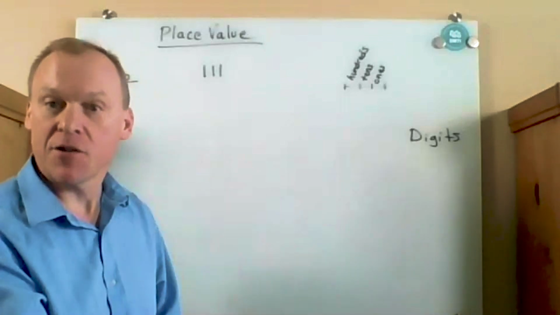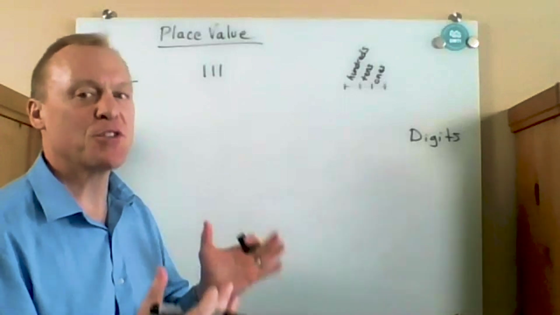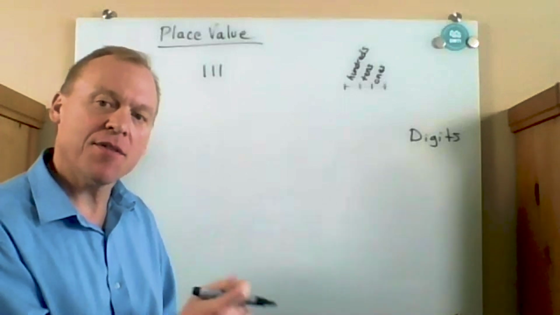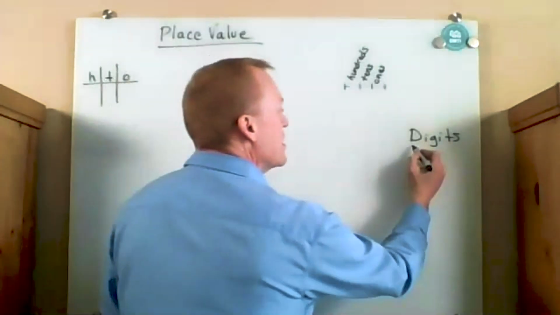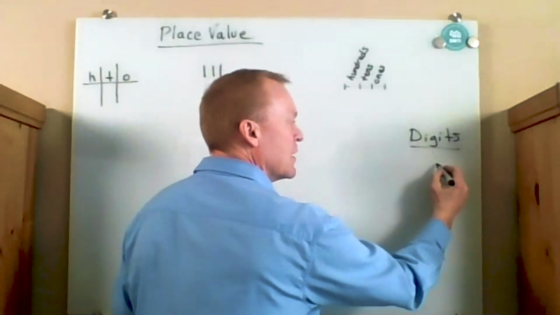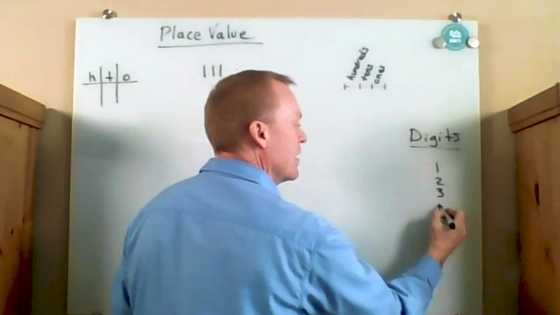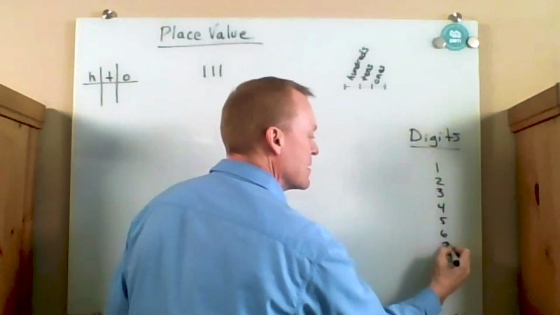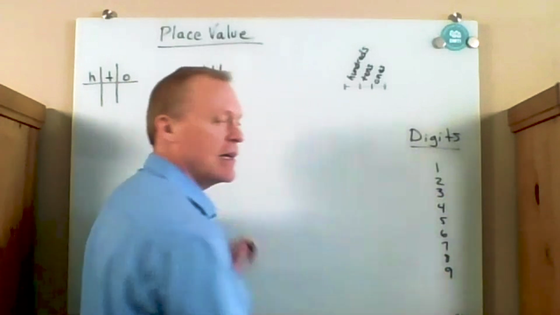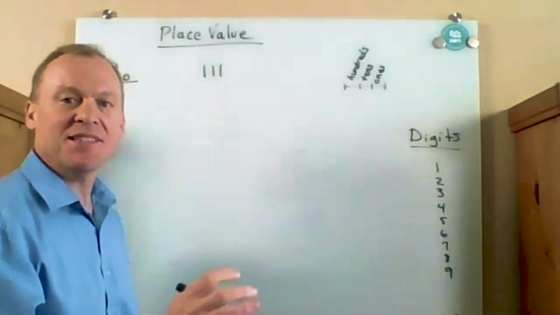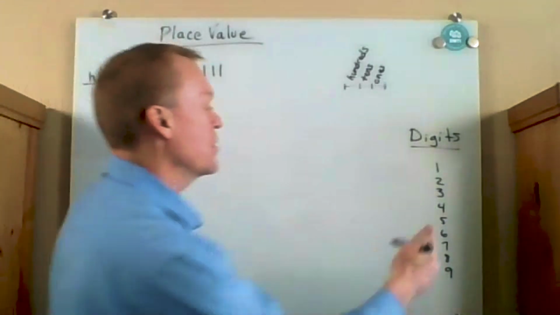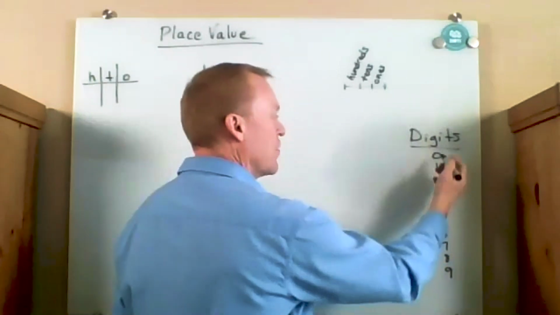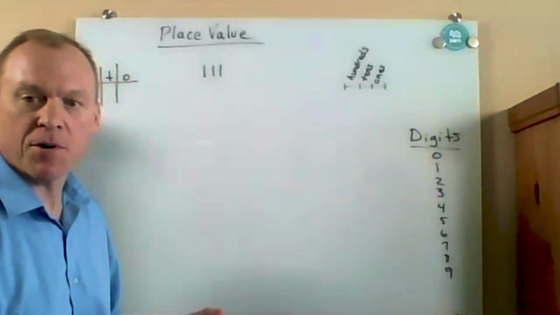How many letters are there in our alphabet? 26. How many digits are there to compose all of our numbers? Many kids will list off 1, 2, 3, 4 is a digit, 5 is a digit, 6, 7, 8, 9. A lot of them will say 10. Well, 10 is a number, and it's composed of 2 digits, a 1 and a 0, which means we're missing the 0 here. So there are 10 different digits that make up our number.